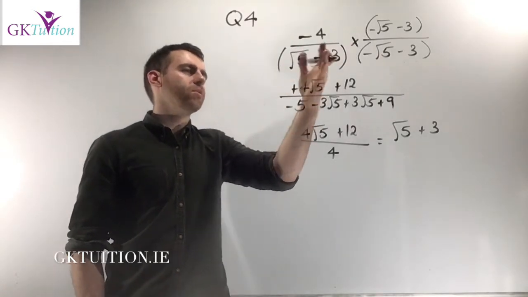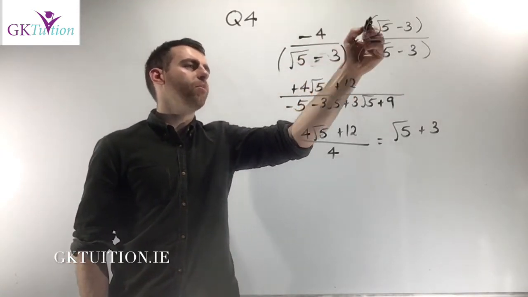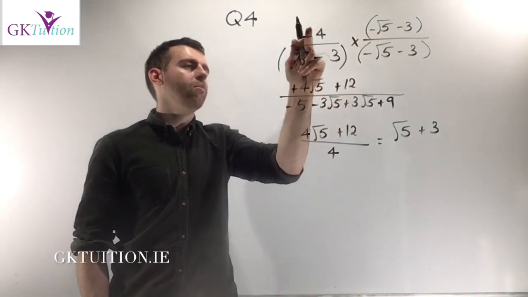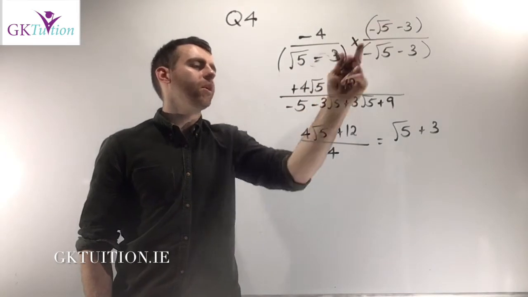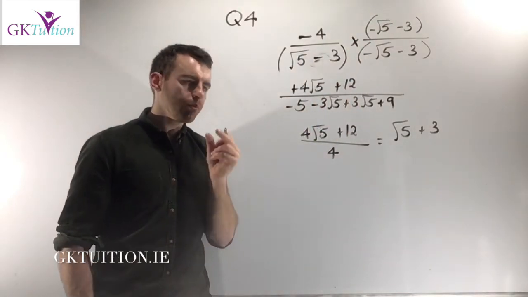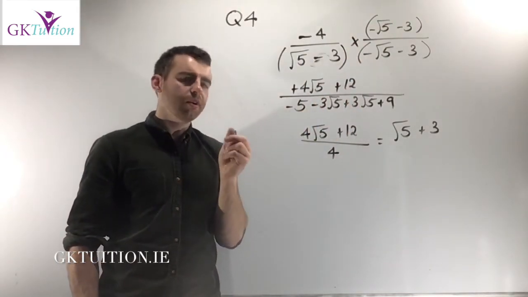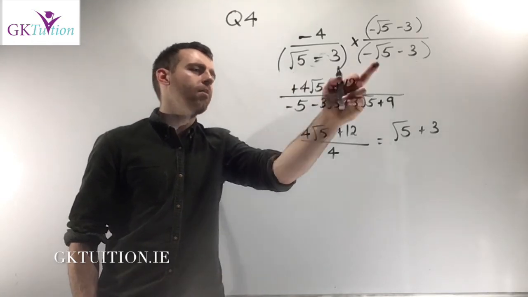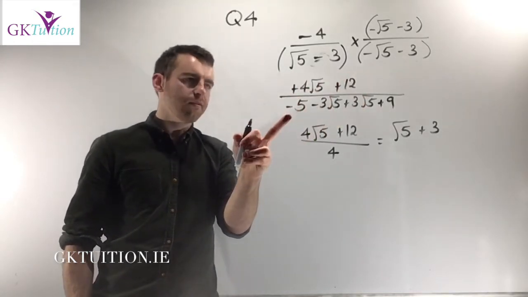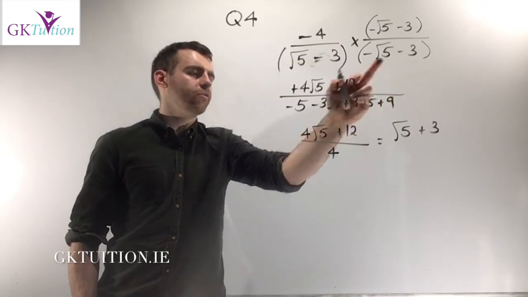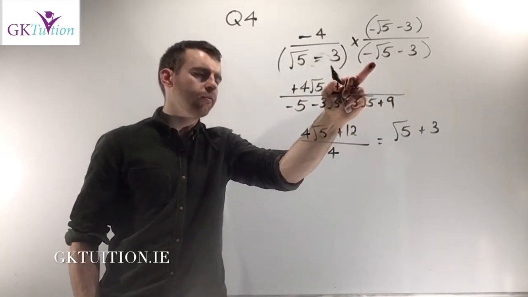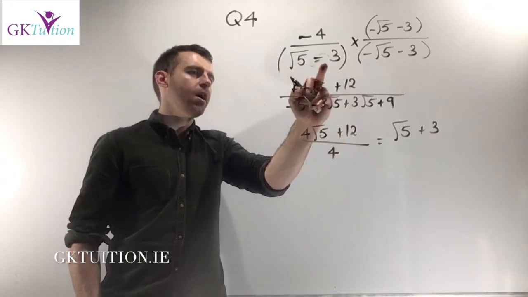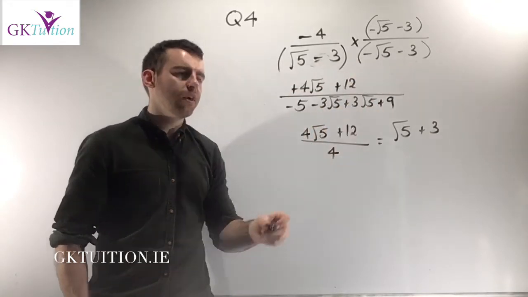So all I have to do now is multiply it out. Minus 4 by minus root 5 minus 3. Well, minus 4 by minus root 5 gives me plus 4 root 5. Minus 4 by minus 3 gives me plus 12. But it's the bottom of the fraction that I want to hone in on. Root 5 by minus root 5 gives me minus 5. Root 5 by minus 3 gives me minus 3 root 5. Minus 3 by minus root 5 gives me plus 3 root 5. And minus 3 by minus 3 gives me plus 9.